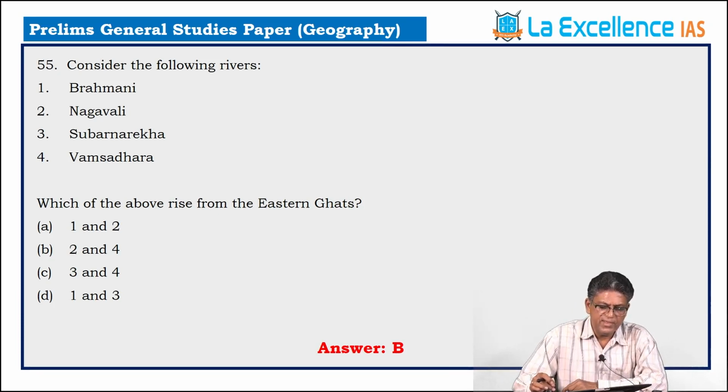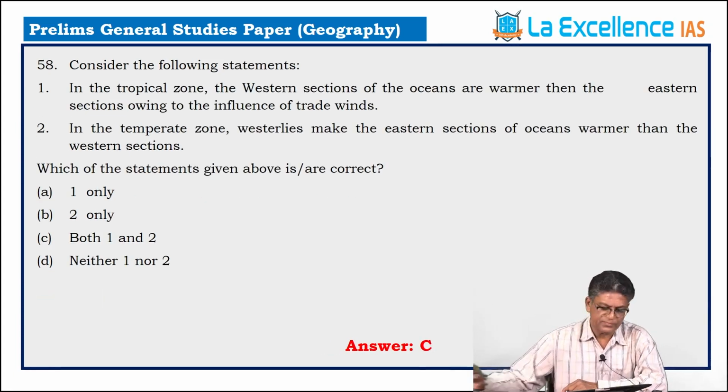So, well, dear friends, the answer for 55 is 2 and 4, which is B in this booklet A. Let's move on to the next question.